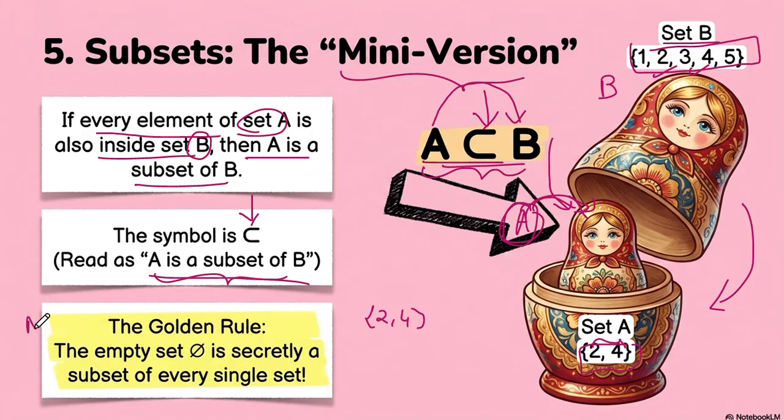One more note is there, one golden rule you can say. The empty set means nothing is there. The empty set is always a subset of every set. It means the empty set is a subset of A, the empty set is a subset of B as well. The empty set is a subset of every set.